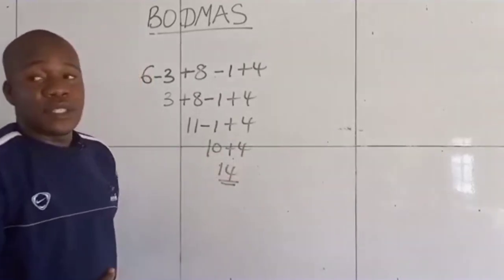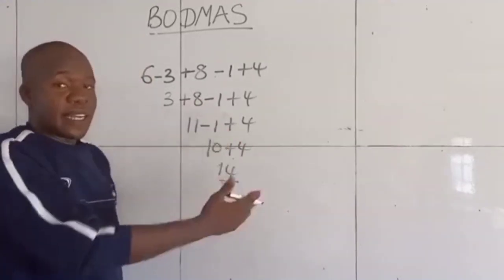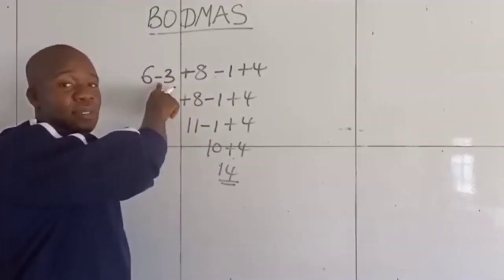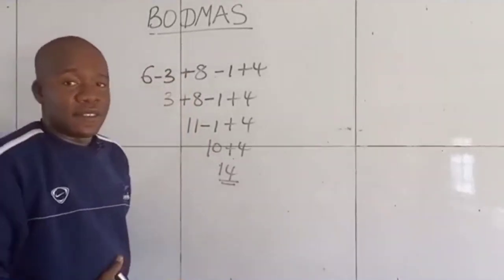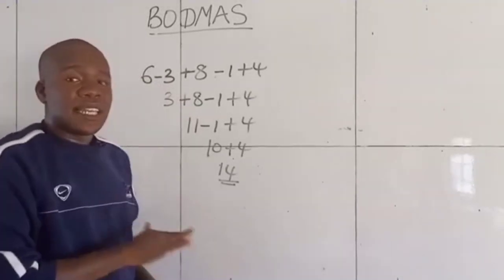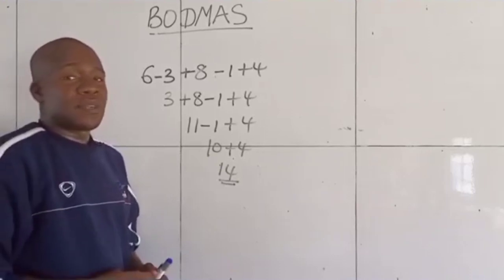So in this situation, simply solve from left to right because A, which is addition, and S, which is subtraction, are on the same level. The same thing with divisions and multiplications. You solve from left to right if those are the two operations you have.